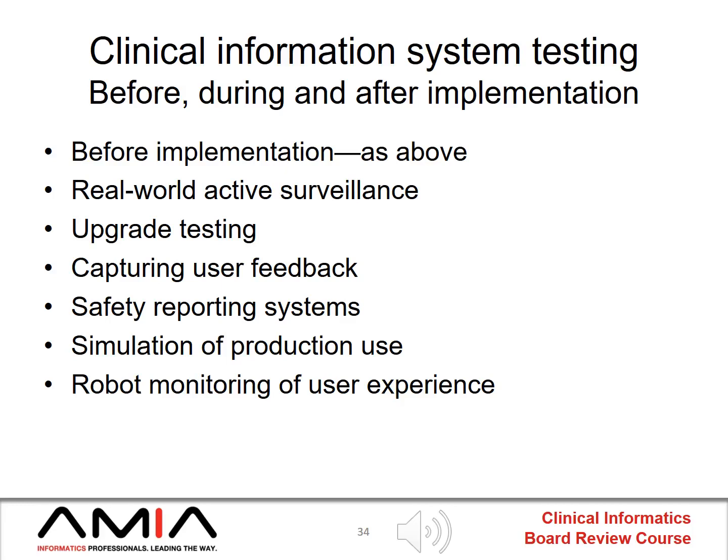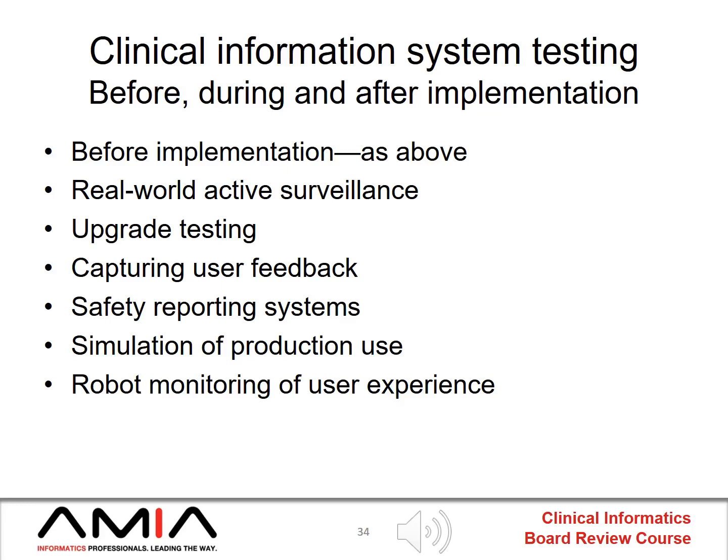Real-world active surveillance could be considered another form of testing, which is to make it easy for us to identify problems. We need to do more than wait for people to report them, but actually go out and ask or investigate or look for markers of problems. Upgrade testing is something that is more common than go live because there are more upgrades than go lives. Capturing user feedback should be easy. It should be easy for them to provide to you with a button or some simple mechanism or scheduled sessions for hearing their feedback.